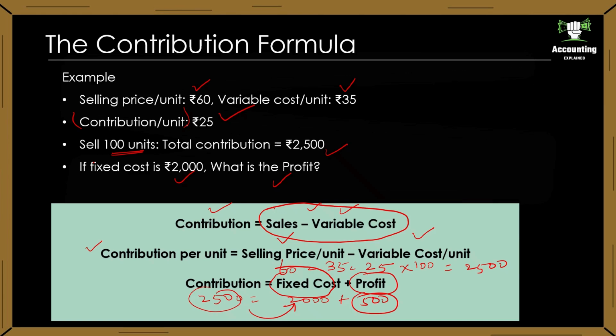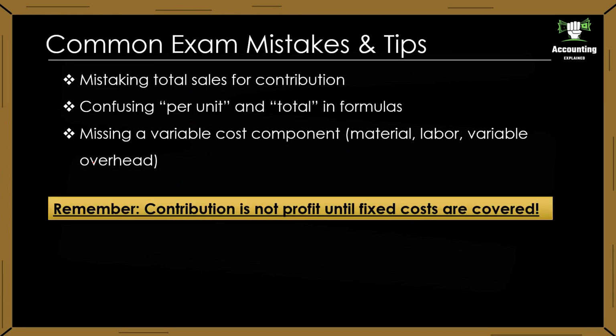Okay. We are going to see some common exam mistakes which you may make while calculating contribution, and tips for avoiding those mistakes. Mistaking total sales for contribution. You have to remember that total sales is not contribution. Contribution is equal to sales minus variable cost.